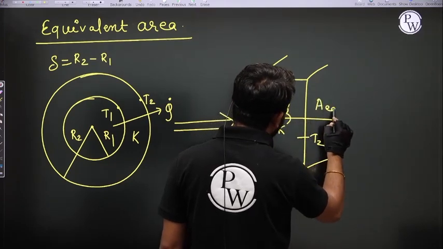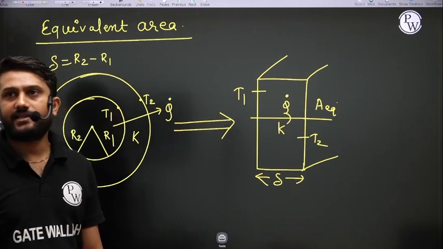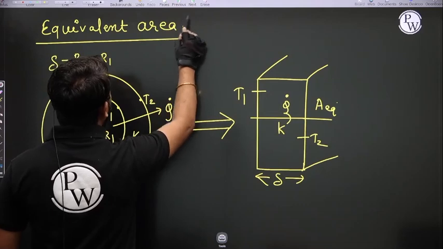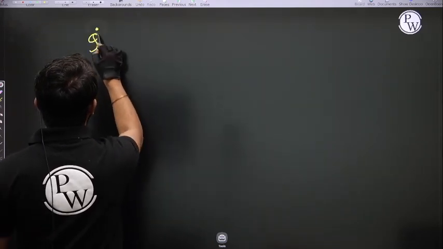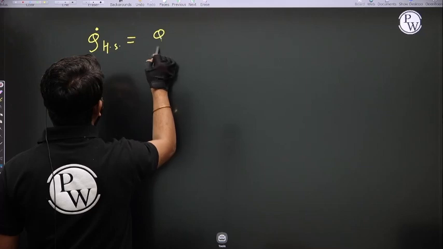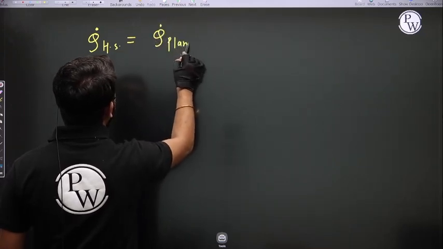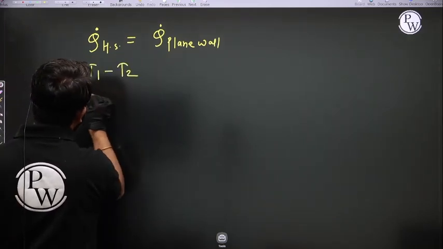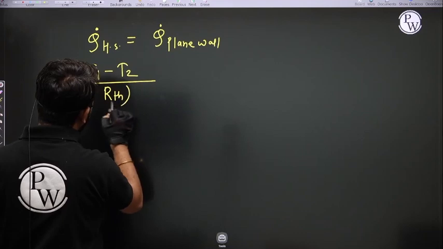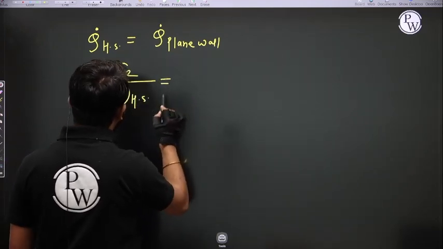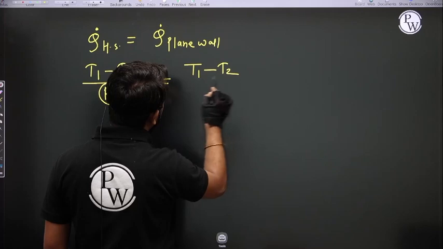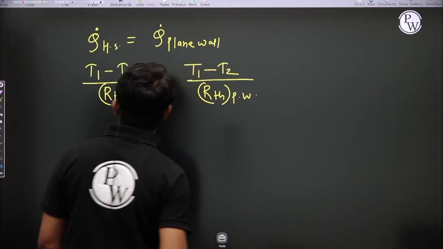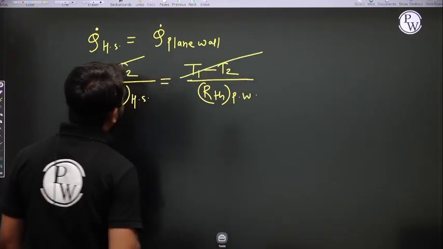So what is the area of this plane wall? That area is known as the equivalent area. So what is the equivalent area? In the case of the hollow sphere, Q dot of the hollow sphere is equal to Q dot of the plane wall. That is T1 minus T2 divided by R_th of the hollow sphere, and that equals T1 minus T2 divided by R_th of the plane wall. So T1 minus T2 cancels.